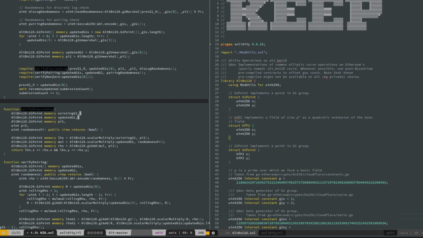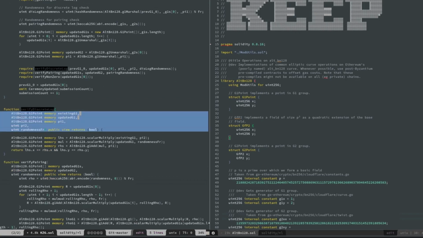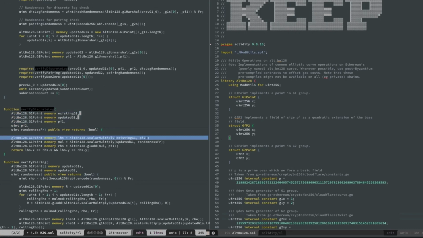But let's see what it's doing inside. Okay, existing. So it takes the group, takes some stuff. Okay, let's see what it does. Left hand side, scalar multiply by existing G1. All right, I'm just going to put these so the existing G1 is what again? Okay, so that's like the rolling powers of tau number or whatever, the rolling group element. This one over here, updated. So the updated G1s. Weird, they only take.